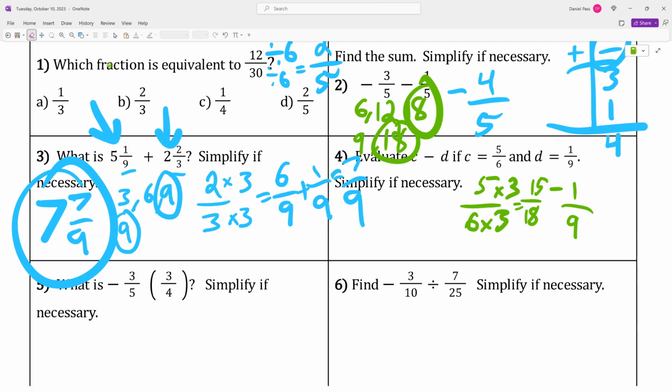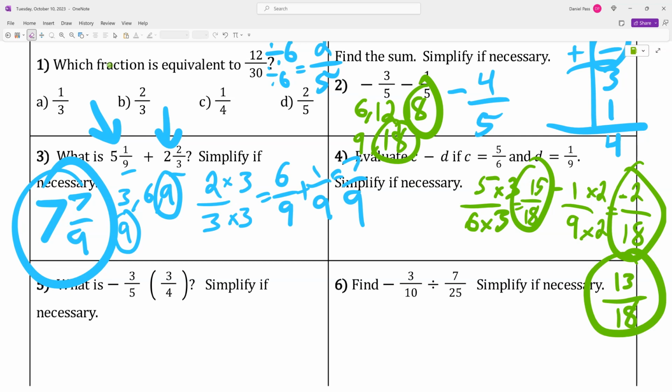15 over 18s. And then 1/9 is going to be times what? 2, because we need to get the 9 over to 18. 2 over 18. Okay. So now it's 15 and negative 2. 15 minus 2 really, which makes 13/18. Yeah, you can kind of get away with not doing good guys and bad guys because it's 15 minus 2, right? Oh, I didn't know that. But you could have done good guys and bad guys.